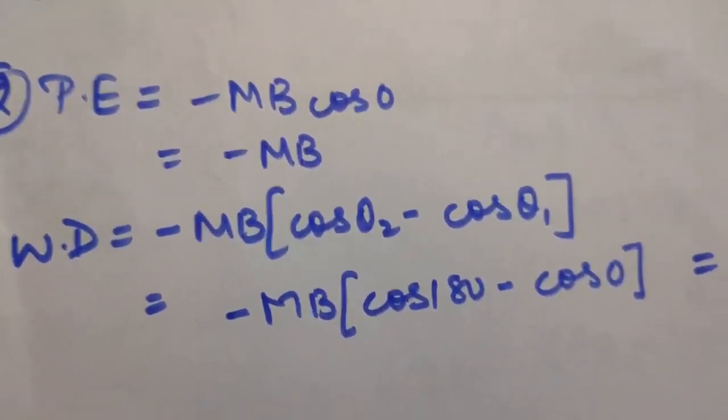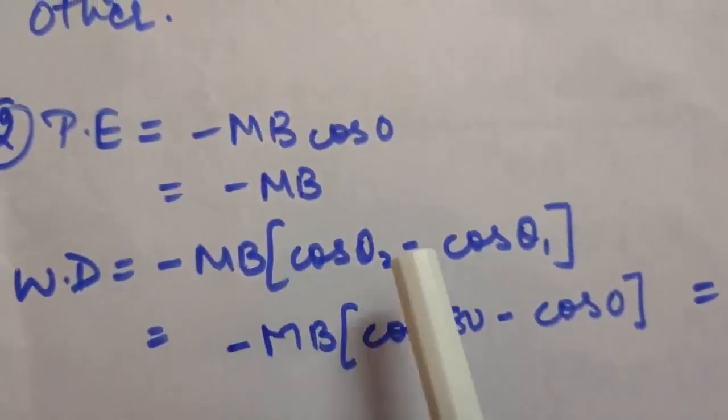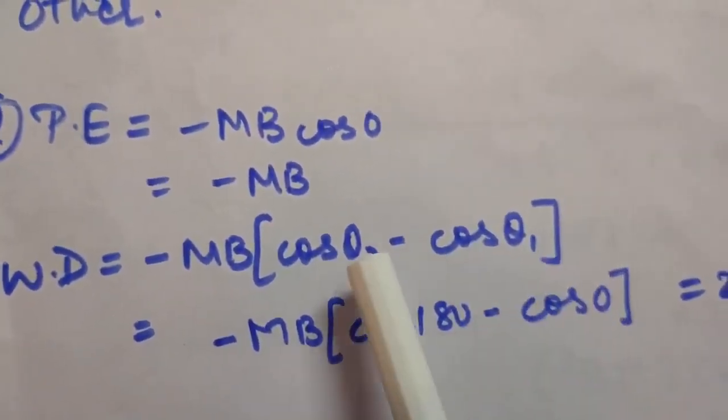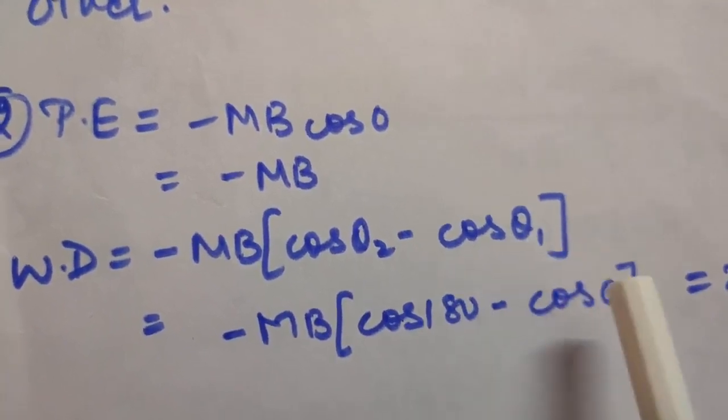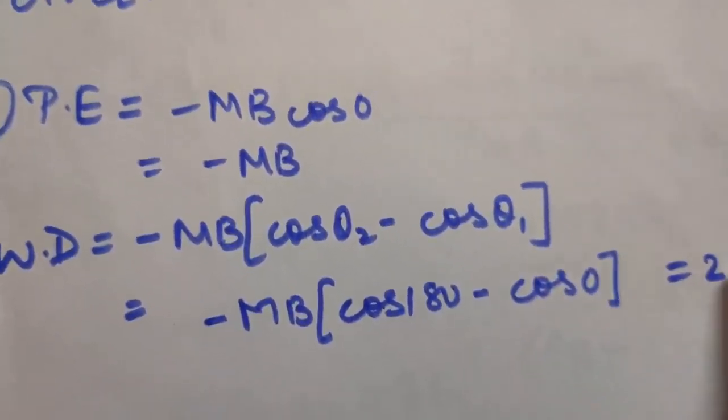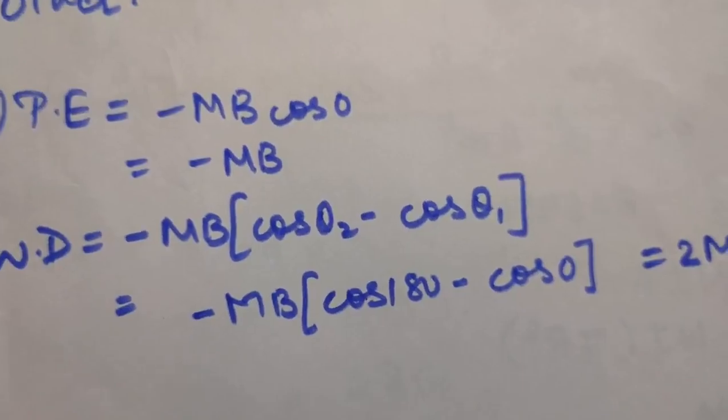Now again the formula is minus mB (cos theta 2 minus cos theta 1). Theta 2 is 180 degree and theta 1 is 0 degree. So just put the values and you will get the answer as 2 mB.